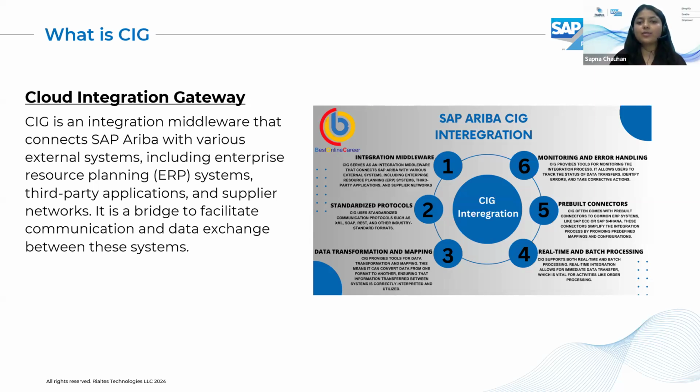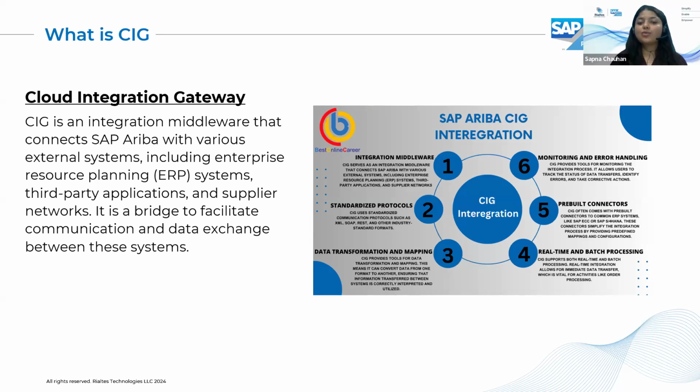First we go with the integration middleware. CIG serves as an integration middleware that connects SAP Ariba with various external systems, including enterprise resource planning systems, third party applications, and supplier networks. Then the second is standard protocols. CIG uses standard communication protocols such as XML, SOAP, REST, and other industry standard formats.